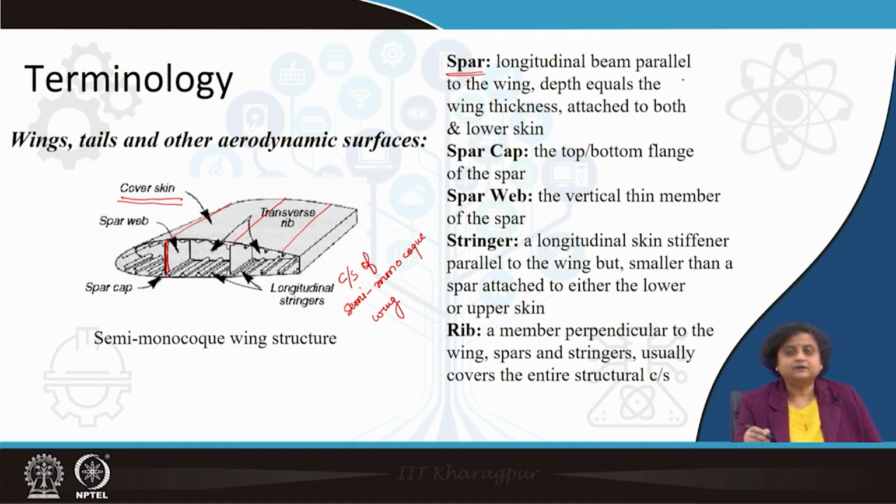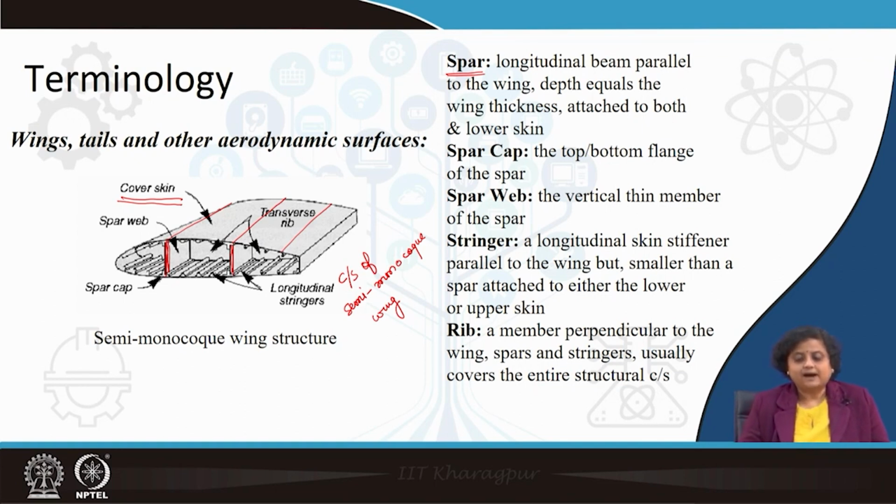A longitudinal beam parallel to the wing, whose depth is equal to almost the wing thickness, attached to both upper and lower skin. So, these are the spars. Their depth is almost equal to the thickness of the wing. If you see, they are spanning from the top skin to the bottom skin. Sometimes these spars are connected to the top skin and sometimes to the bottom skin.